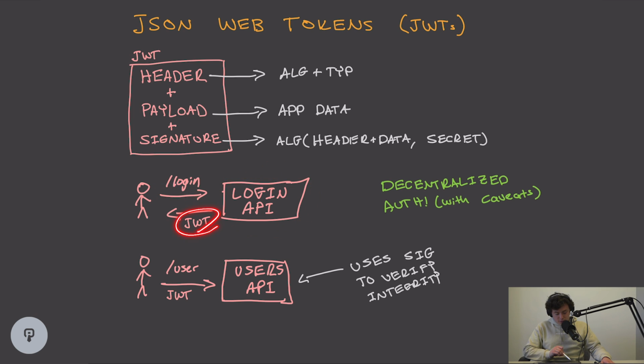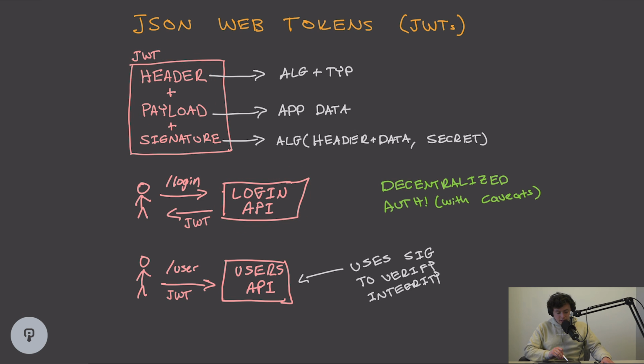So the login API will generate a JWT when it gets a request from the login endpoint. This JWT is going to go back to the client and be stored on the client like we mentioned. Now, whenever the client is going to make a request to the user endpoint, it's going to send the JWT, and it's going to use the fact that we're using asymmetric encryption to verify the data integrity. So it can verify using the signature in the JWT that the header and payload came from our login service.